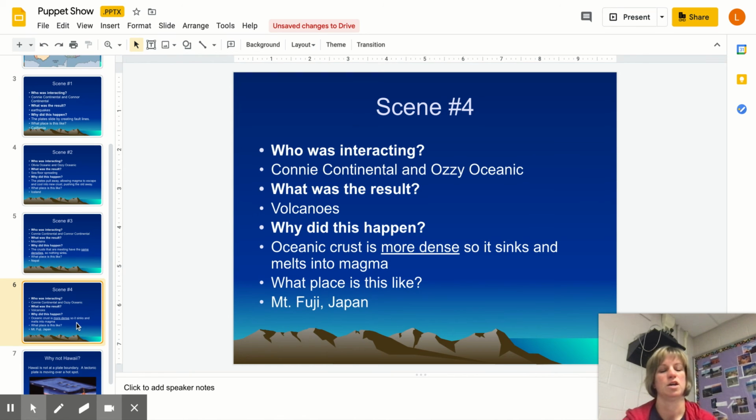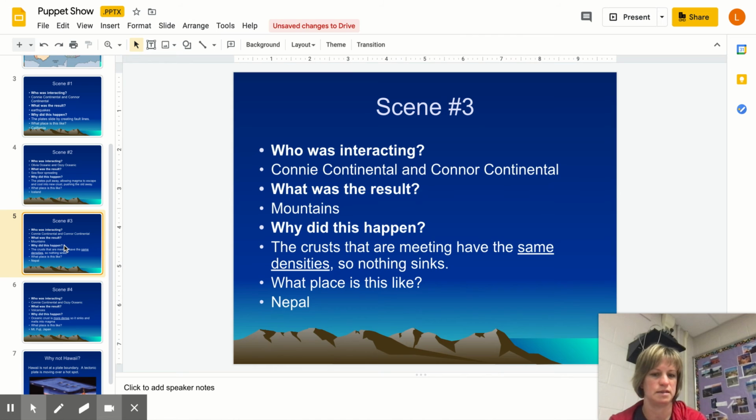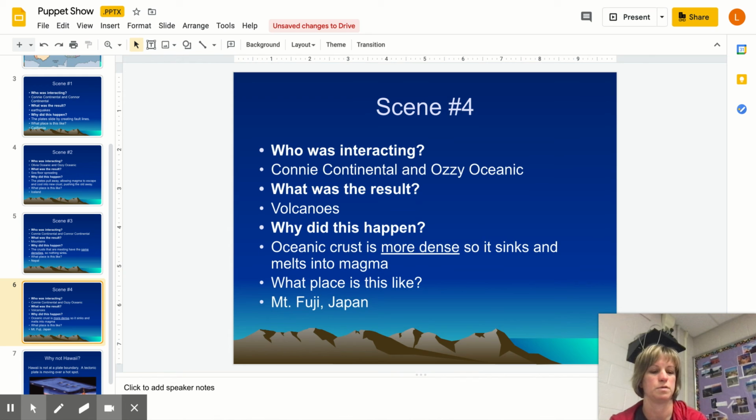In our final scene, we see Connie Continental and Ozzy Oceanic on a date to the Kanji Japanese steakhouse. That was a real big hint, right? The result was explosive volcanoes. Now, why was this? Oceanic crust is more dense, so when they meet, it sinks and melts into magma. Okay, so notice the difference. Same density in scene 3 when continental crust hits continental crust, and when continental crust pushes on oceanic crust, the story's different. The oceanic crust is more dense. Remember that sinking and singing, it's getting hot in here, I'm turning into magma, and that is like Mount Fuji, Japan.